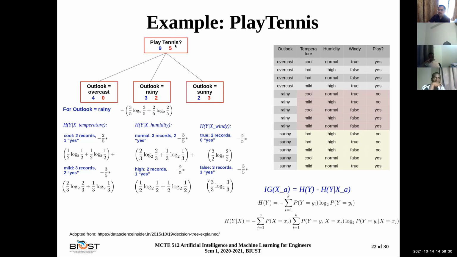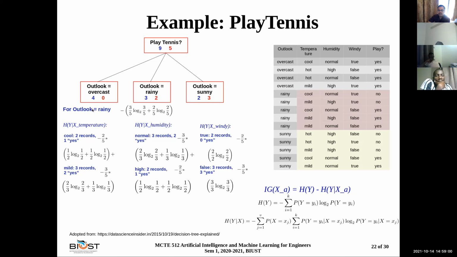So how many? This is how you do it. Play tennis: there are 9 yeses and 5 nos. And in the outlook overcast, how many yeses do you have? 4 yeses and 0 nos. Outlook rainy, 3 and 2. And so now, after this, you are going to continue.